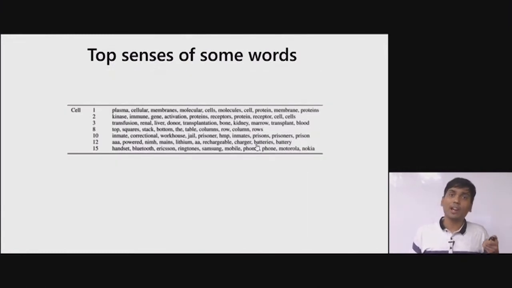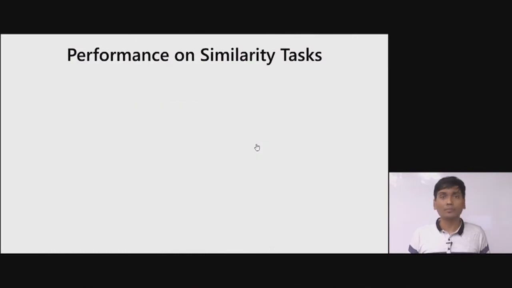But the most interesting word was the word cell. This word can contain more than 5 different senses, which Word2Sense was able to capture, but multi-prototype embeddings couldn't, because the number of prototypes was restricted to 2 or 3 for them. So Word2Sense captures more senses than its competitors.